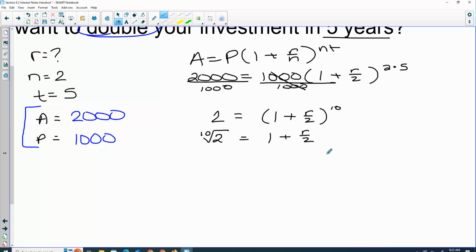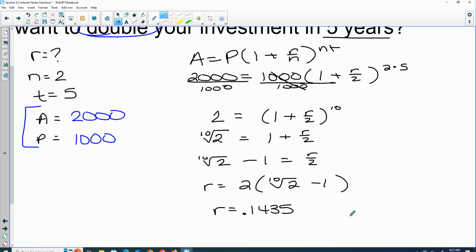That's going to be an ugly decimal, so I'm not going to put it in my calculator quite yet. What would I do now? And then? Hmm. I got 0.1435, so let me do it now. If you're going to double your investment, you're going to have a pretty high interest rate.